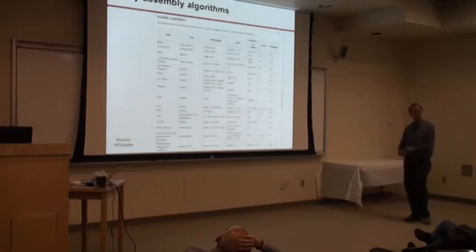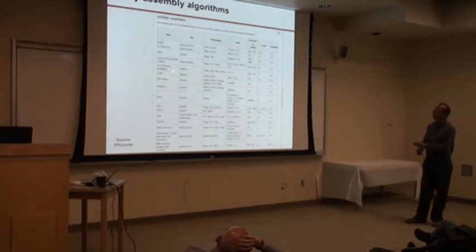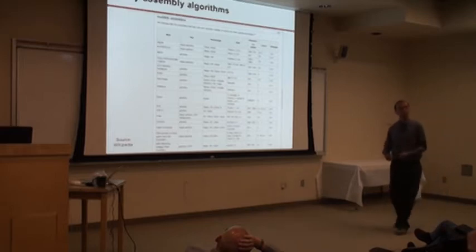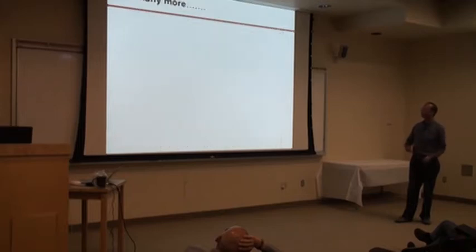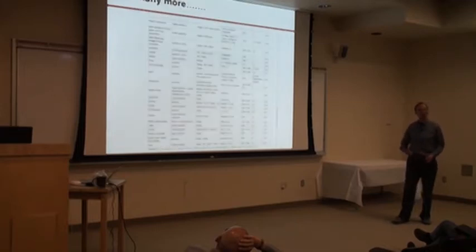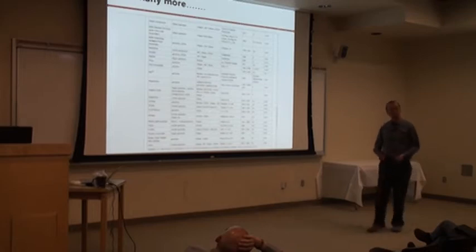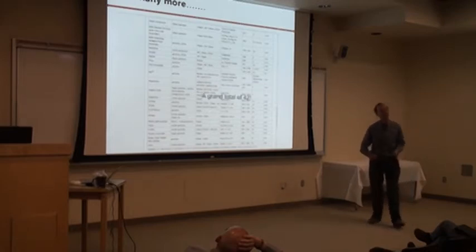So you go to Wikipedia, and this is a list of all the assemblers available. So these are software that people write, okay? They are in general based on different algorithms. Some are variations of each other. But nevertheless, you have quite a few of them. Actually, that's not all. There's another half a page. And there's a grand total of 42 assemblers.